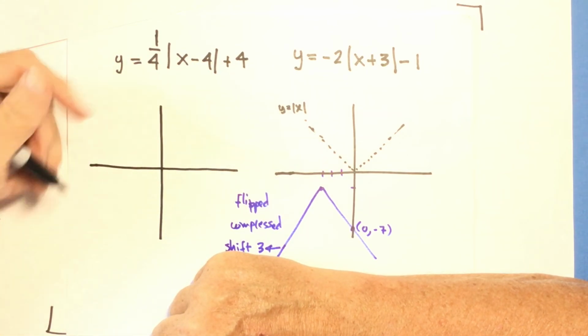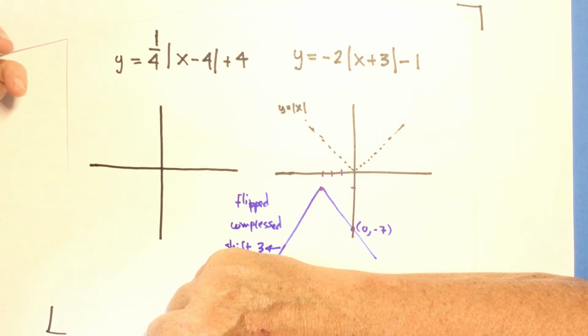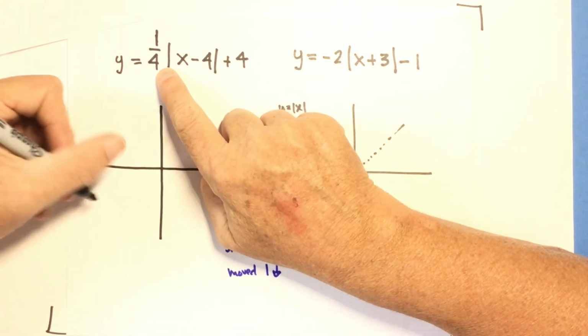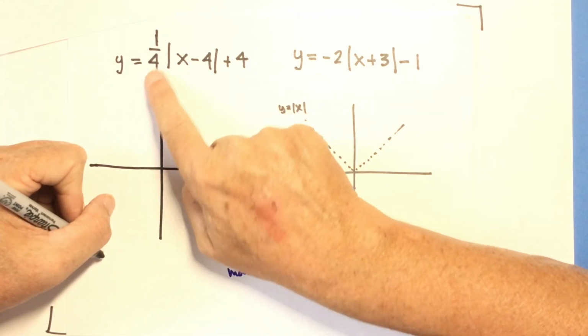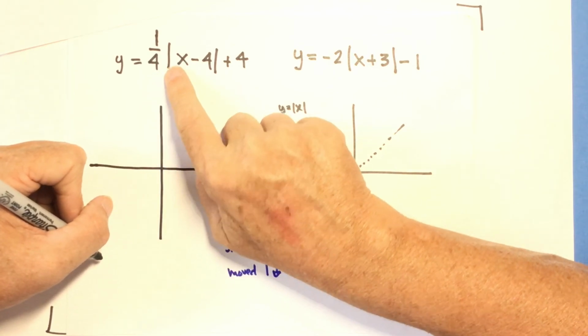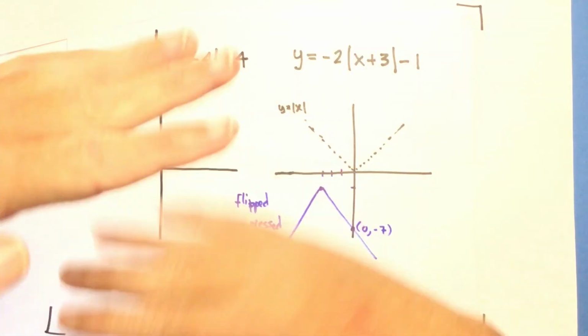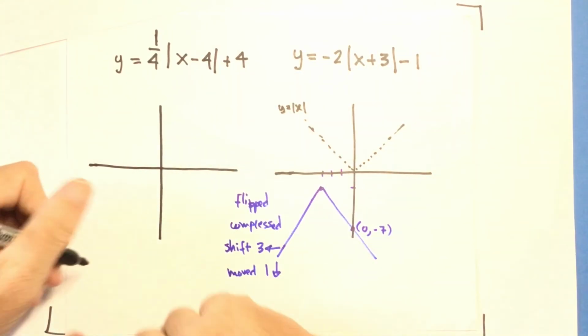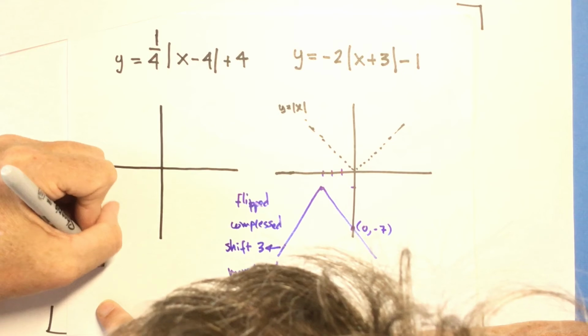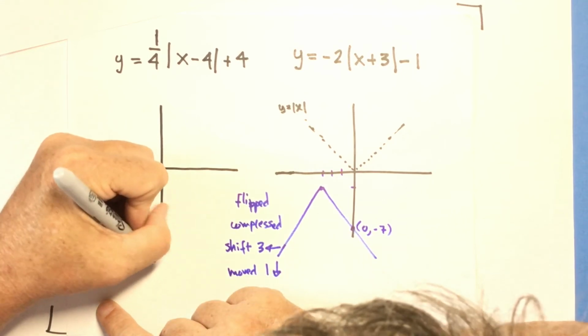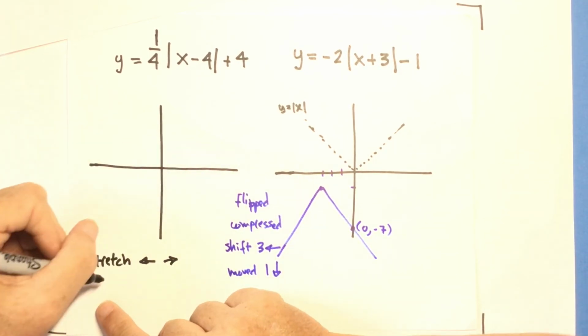All right, so we know what our parent graph looks like. You have a good picture of that in your mind. Let's see what's going to happen. This 1/4 is going, there's no flipping because there's no negative involved, so that's not going to come into effect. But 1/4 will cause it to go up less quickly. That means it's going to stretch our graph left to right.